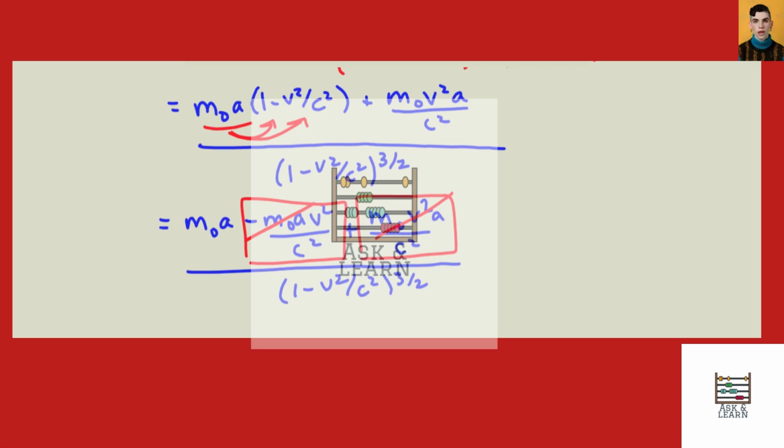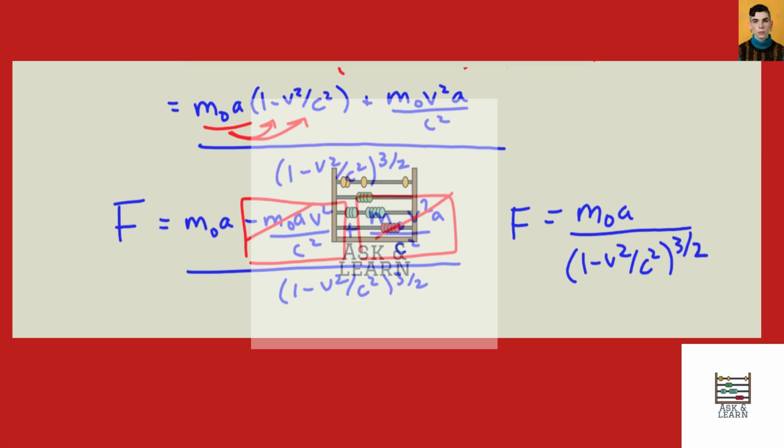So what do we have left? Remember, this was equal to the force. We have the force equals m naught times a over 1 minus v squared over c squared to the 3/2 power. And that is exactly what we were asked to show.